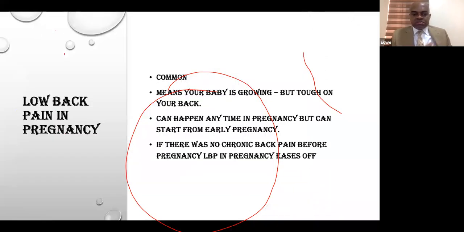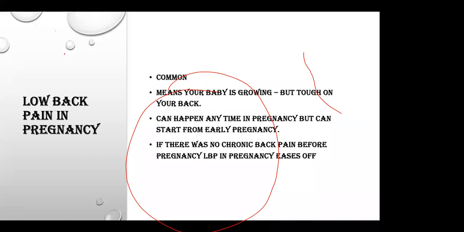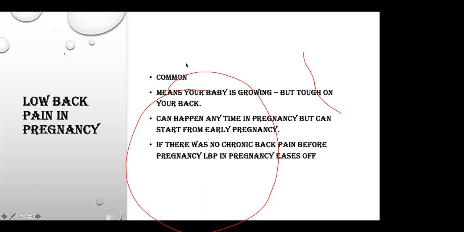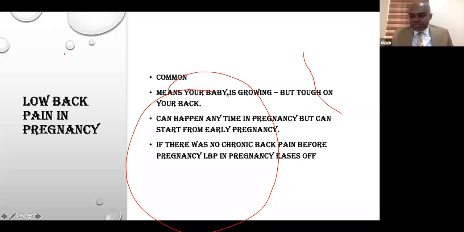I'll talk about back pain in pregnancy. Quite common, and I know a lot of our patients probably want to hear it. So it means your baby is growing. It's quite common to begin with. For many patients who are having back pain in pregnancy, they didn't actually have back pain before the pregnancy. So it just comes for the first time in pregnancy, and that is not uncommon. It can happen at any time in pregnancy, but usually starts from early pregnancy.